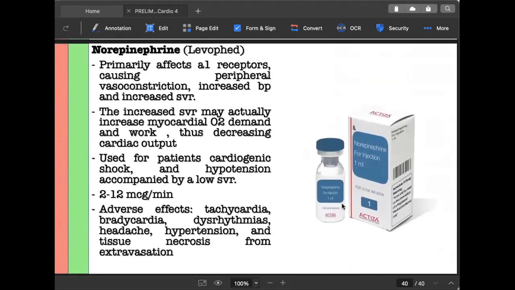Okay, so that's it. These are all the topics that you need to review for your preliminary exam in critical care nursing. So that's all.